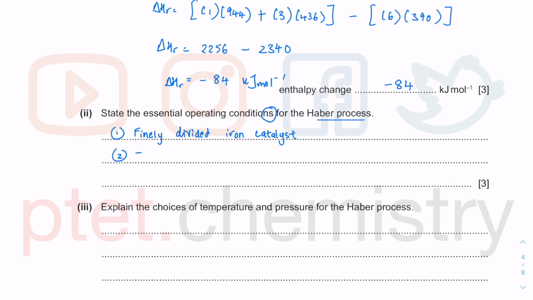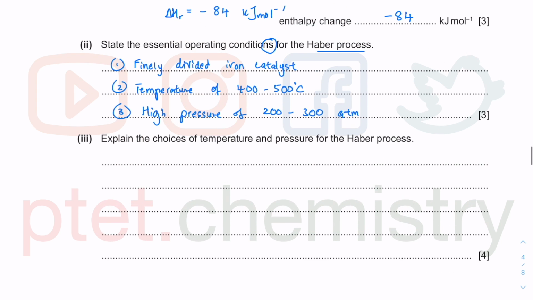Now in terms of temperature, we have a temperature of around 400 to 500 degrees Celsius. Somewhere along that line is the generally accepted convention. We also need a high pressure of around 200 to 300 atmospheric pressure. Whether it's exactly 200, 300, I'm not entirely sure, but I know it's not at 1 atmospheric pressure. It's a very high pressure, relatively high temperature, and then a finely divided iron catalyst there.